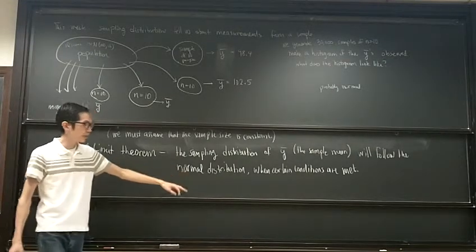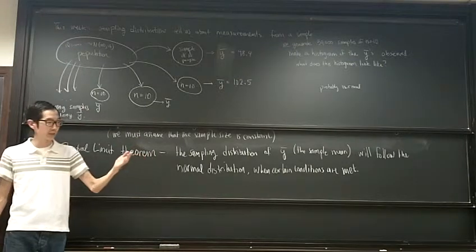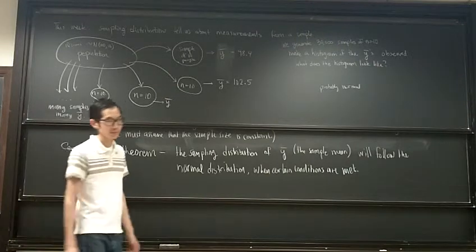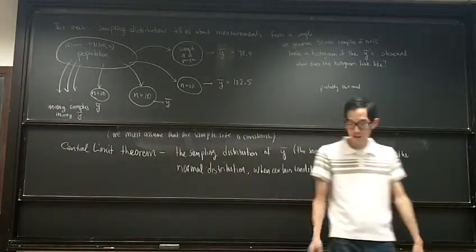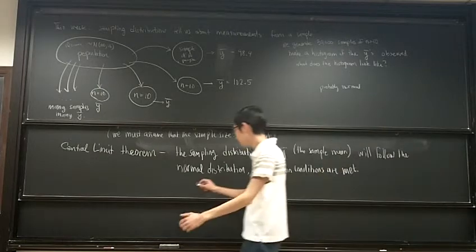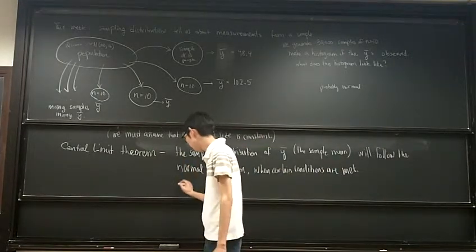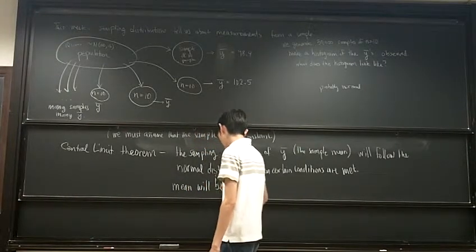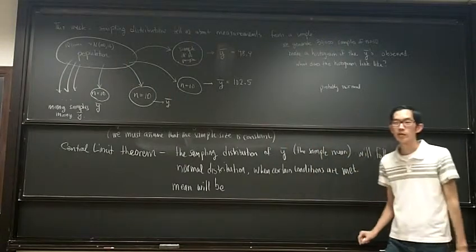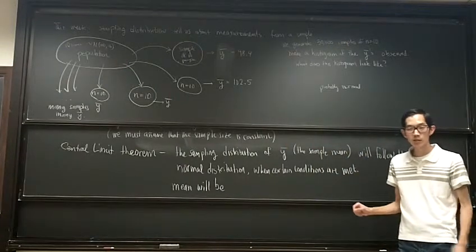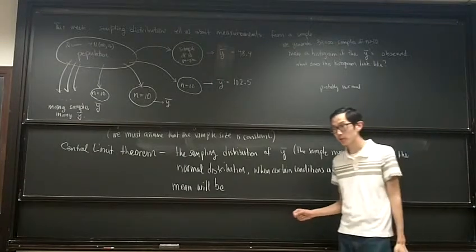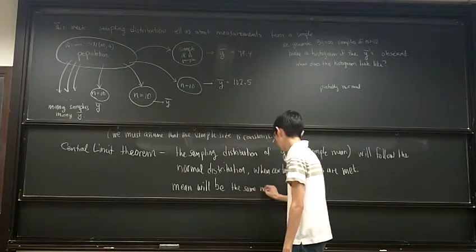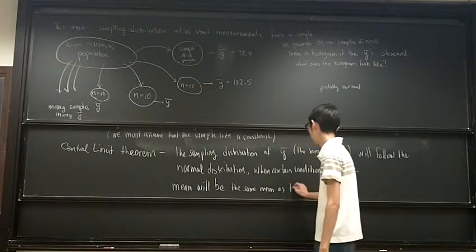The normal distribution is defined by, every normal distribution has two parameters that define it. And what are they? Well, the mean and the standard deviation, okay? So the mean for this normal distribution for the central limit theorem, what will the mean be? The mean will be the same mean as the population.